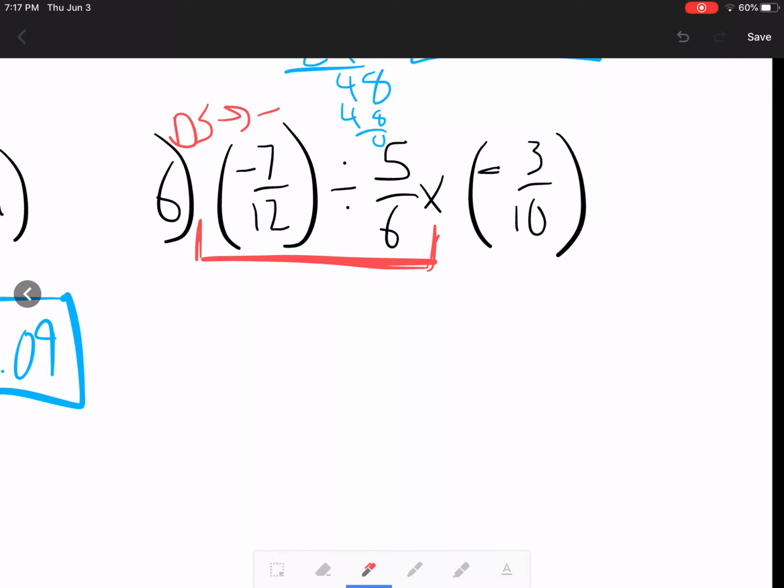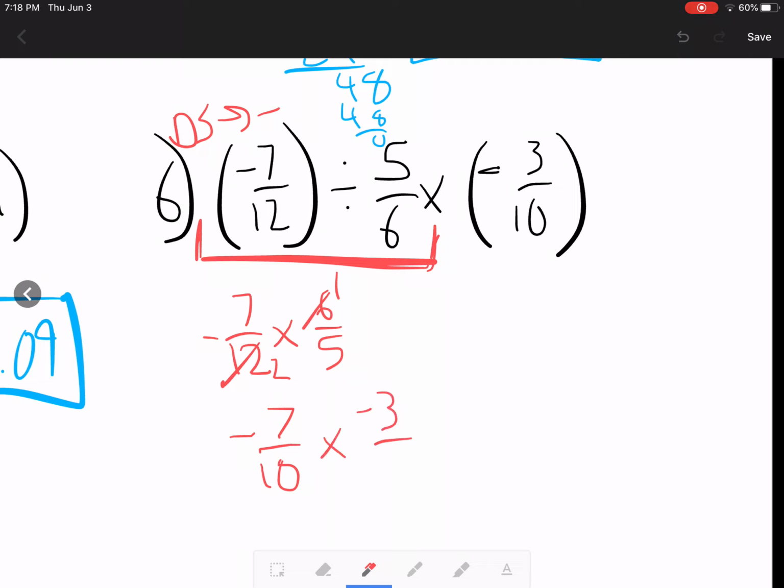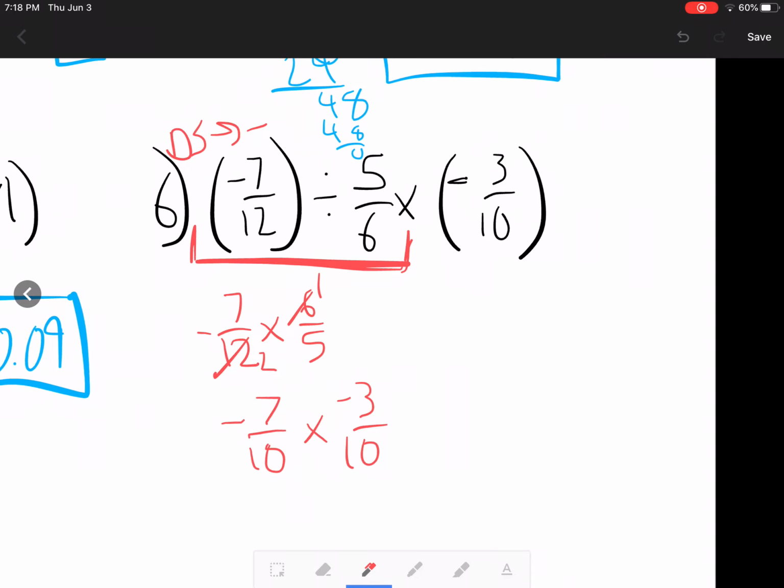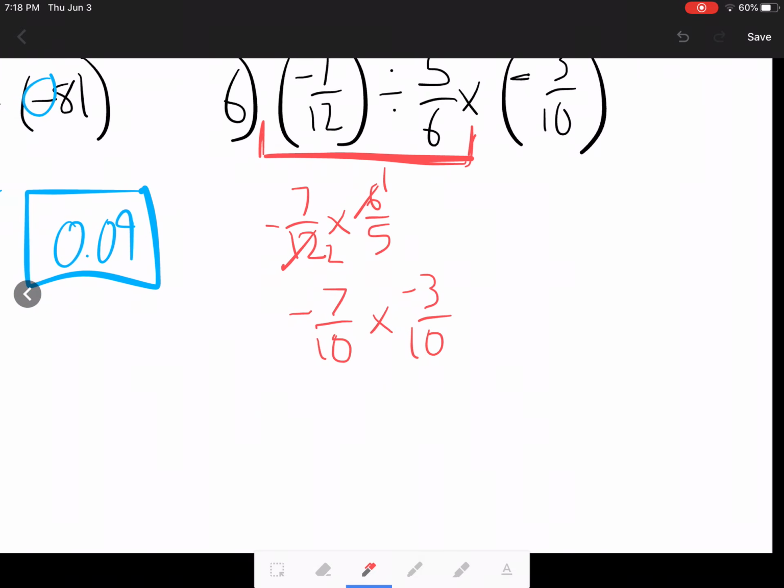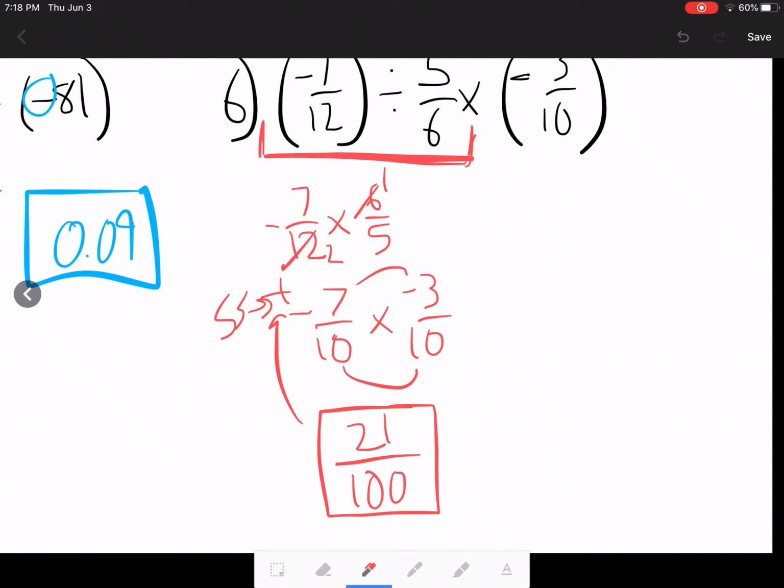All right, so I'll have negative 7/12 times 6 over 5, do a little keep change flip with my fractions. Boom, boom, 1, 2. So I get negative 7 over 10 times negative 3 over 10. Now here, let's see what I can do. With this, I see that I have the same sign, so my answer is going to be positive. Nothing cancels out, so I just multiply things together, and I get 21 over 100. And again, I established my signs are going to be positive, so that's it, 21 over 100.